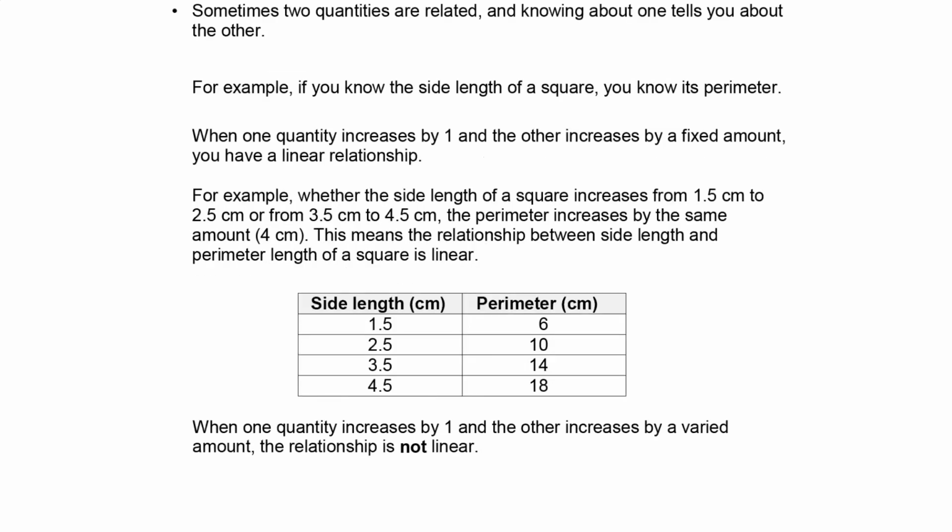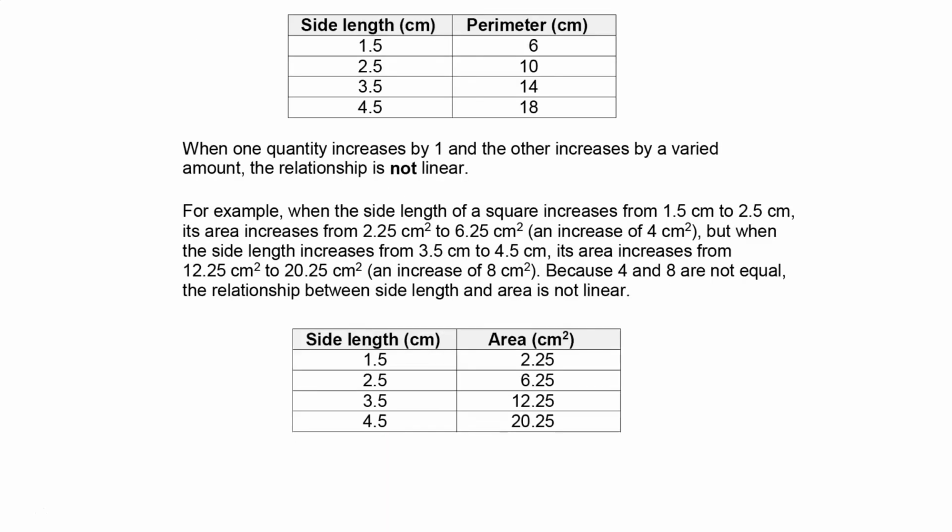When one quantity increases by 1 and the other increases by a varied amount, that relationship is not linear. For example, when the side length of a square increases from 1.5 centimeters to 2.5 centimeters, the area increases from 2.25 square centimeters to 6.25 square centimeters, which is an increase of 4 square centimeters. But when the side length increases from 3.5 to 4.5 centimeters, its area increases from 12.5 to 20.25 centimeters squared, which is an increase of 8 centimeters. So because 4 and 8 are not equal, obviously, the relationship between side length and area is not linear.